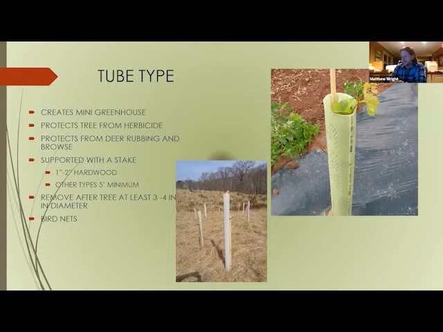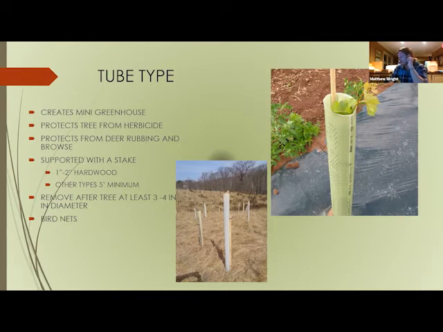You're going to want to remove these eventually, but the tree has to be at least, I say, 3 to 4 inches in diameter. It should maybe even be bigger. The tubes are supposed to be perforated, so that when the tree gets to a certain size, it snaps the tube, and it's able to continue expanding and grow.